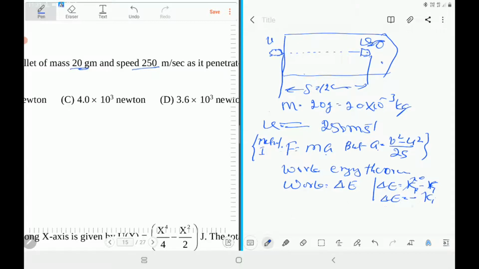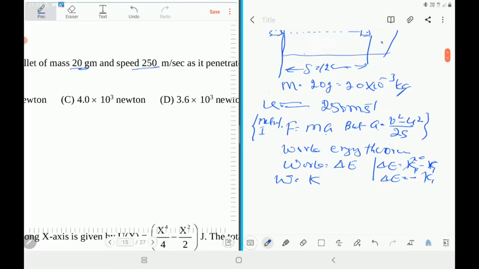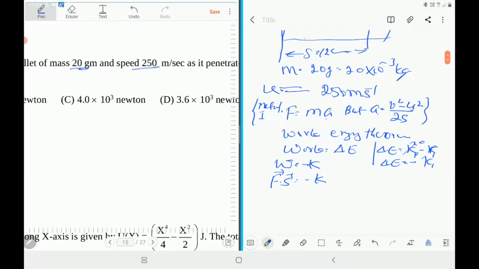Let's find the magnitude of work. That's why for the change in energy, I write the initial kinetic energy. Work W equals the initial kinetic energy. What's work? Force into displacement, F dot S, Fs cos theta. Here, even if you write a minus sign, you can write F dot S equals minus K. What is F into S? F dot S is F into S into cos theta.